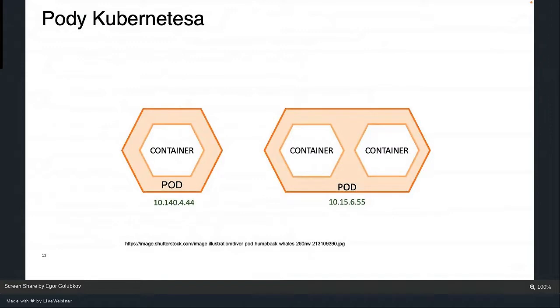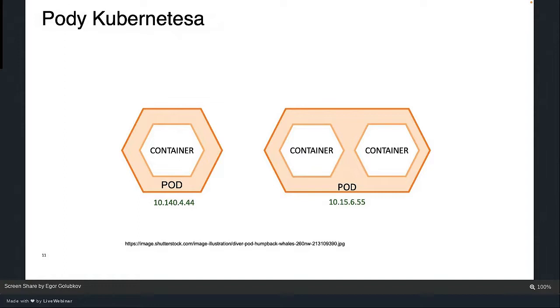What is a pod? Pods are the smallest, most basic deployable objects in Kubernetes. A pod represents a single instance of a running process in your cluster. Pods contain one or more containers. And when a pod runs multiple containers, the containers are managed as a single entity and share the pod's resources.